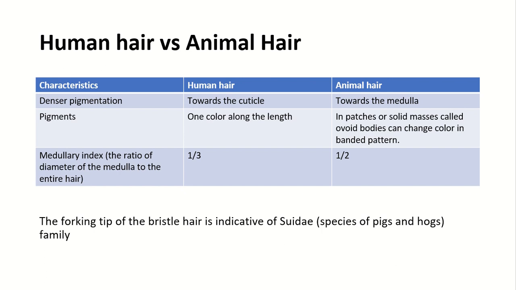The medullary index, or the ratio of the diameter of the medulla to the entire hair, is also known as the medullary diameter. It is less than 0.5 in human hair and more than 0.5 in animal hair, as the medulla occupies about 1/3 of the human hair space and about half of the animal hair space. The forking tip of the bristle hair is indicative of Suidae, the species of pigs and hogs.